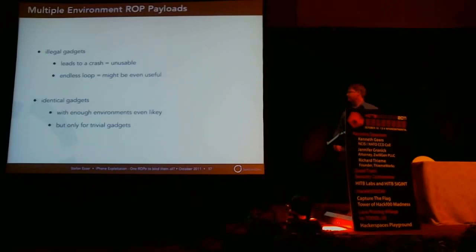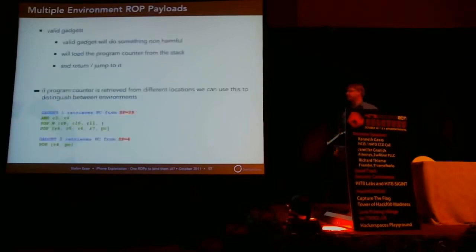Identical gadgets, on the other hand: when you have enough different environments, it's very likely that you find some identical gadgets, but it only happens for very trivial gadgets normally, and it's very unlikely for only a few comparison partners. The more interesting thing is that you find gadgets that are similar to each other and do something that's not harmful, so they don't crash, and they load the program counter from the stack and just return or jump to it.